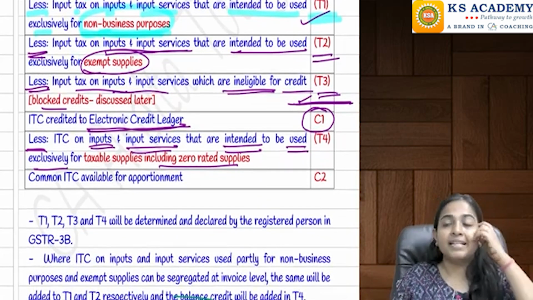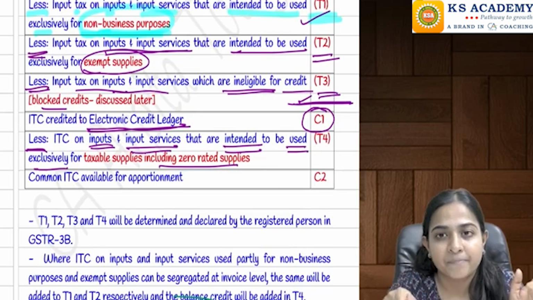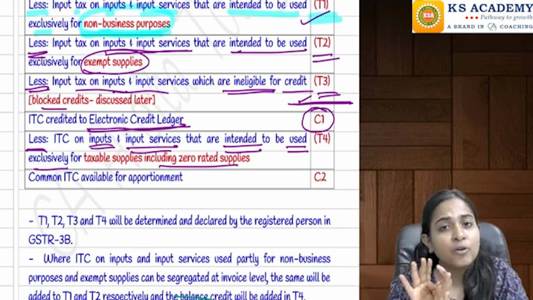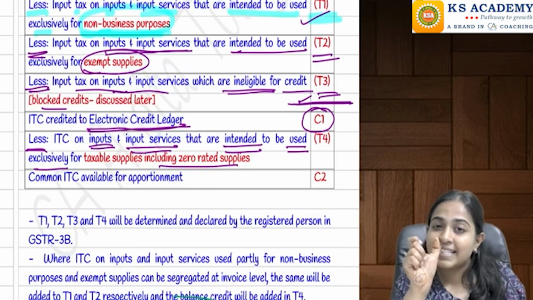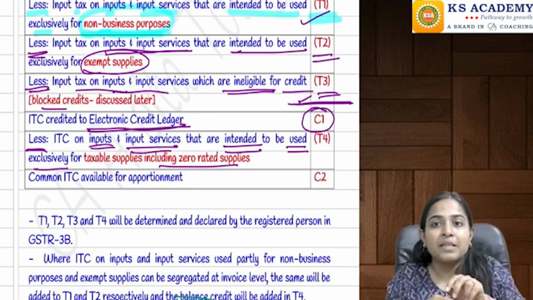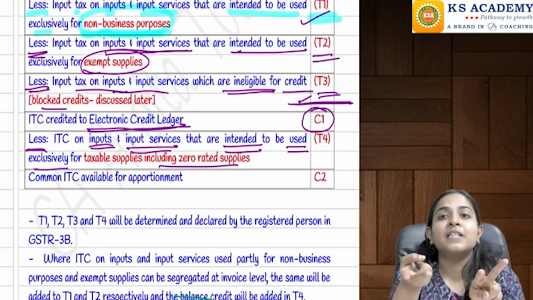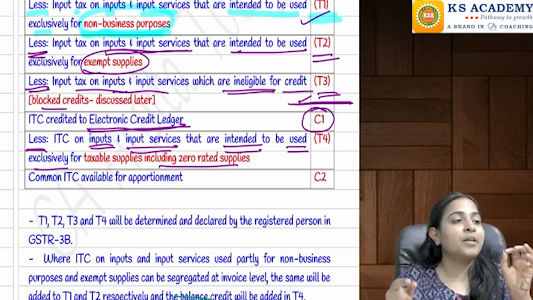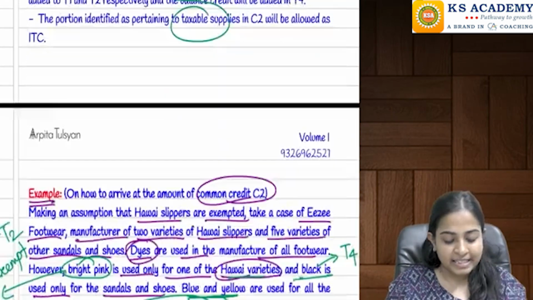From that, subtract the credit which is used exclusively for taxable supplies. This credit you have already got because it is already credited to your electronic credit ledger. We are removing it so that we get such common credit which is used for taxable and exempt supply, or common credit which is used for personal and business purpose. There will be some common credit. That common credit is termed as C2. Now what are we supposed to do with this C2?